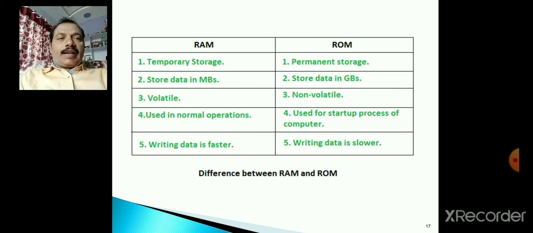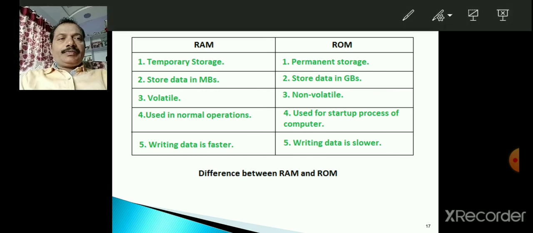So let us see the differences between RAM and ROM. RAM is temporary storage. That means the data is available when the power is on. If the power is off, the data will be lost. ROM is permanent storage. Whether the power is on or off, the data is permanently stored. Next point, stored data in megabytes. A large amount of data cannot be stored in the RAM because RAM is manufactured in small sizes.